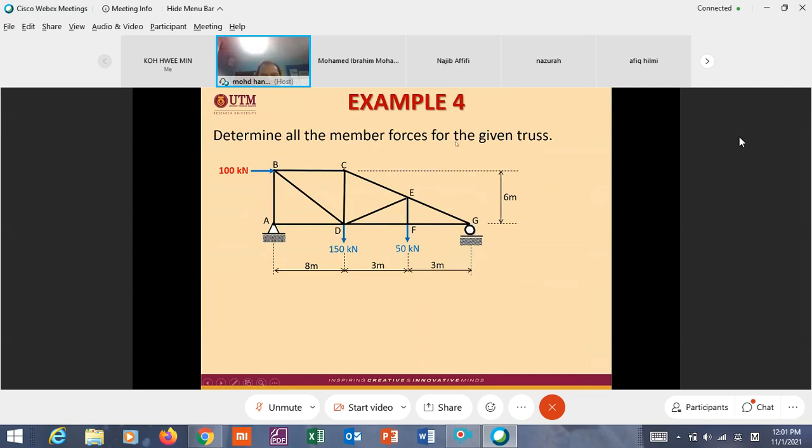Determine all the member forces for the given truss. Okay, this is the question. Yeah, the typical question in tutorials and also in examinations.